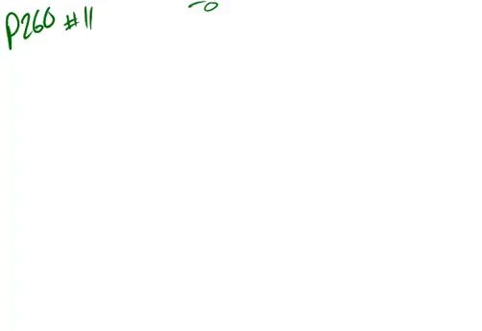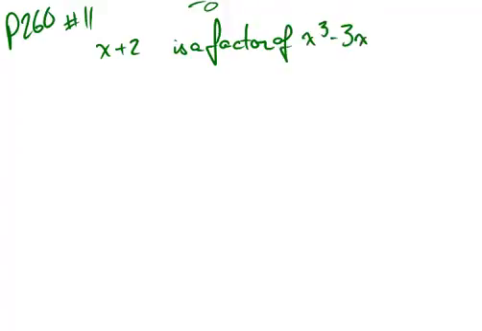x plus 2 is a factor of x cubed minus 3x squared minus 6x plus 8. Okay, so in order for it to be a factor, what do you need to do? What do you test? Right, see if the remainder equals 0.